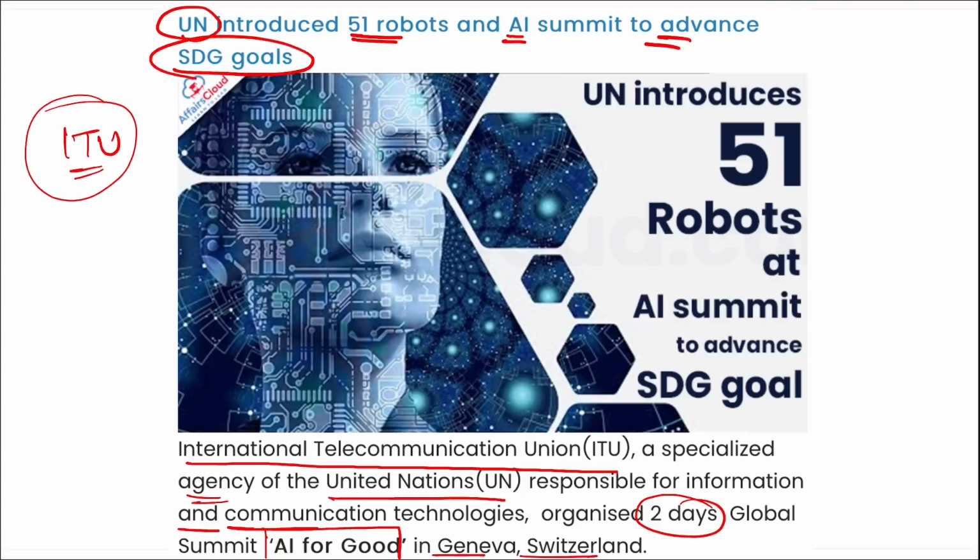Correct? And the summit was based on the deployment of specialized robots in achieving the organization's 17 sustainable development goals. Correct? With less than a decade left, the summit aims to identify practical applications of artificial intelligence in advancing these goals and scaling up the solutions for global impact. Right? Sustainable development goals are a set of 17 global goals that were established by the United Nations in 2015.